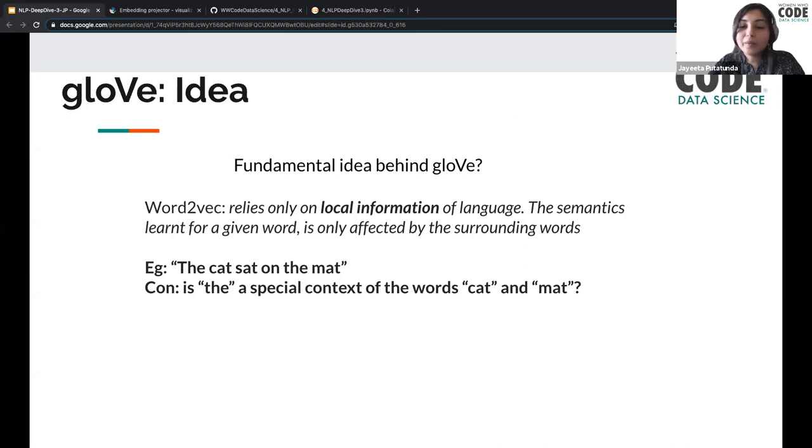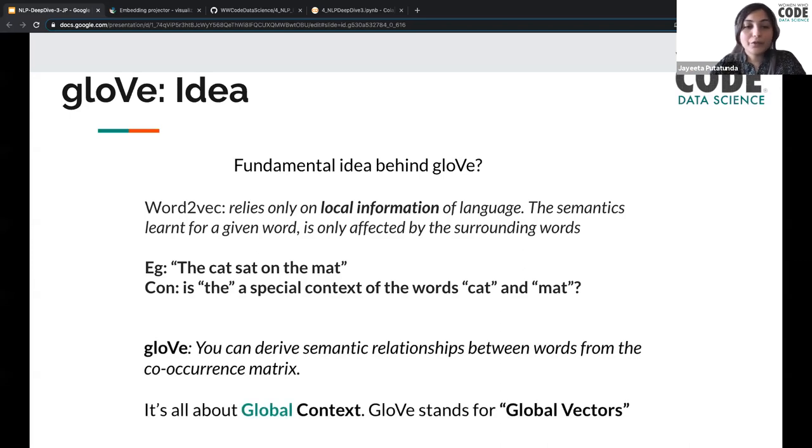This can be suboptimal, especially since theoreticians mentioned that they want to understand more in depth for some of the languages, and that's why GloVe came out from Stanford. Basically they said that you can derive semantic relationships between words from the co-occurrence matrix, and not necessarily only from the surrounding words for a particular token. So it's about a global context, and that's why GloVe stands for Global Vectors.